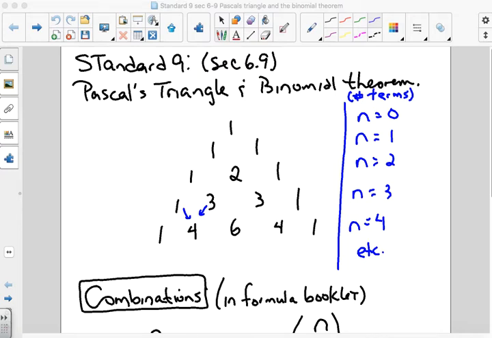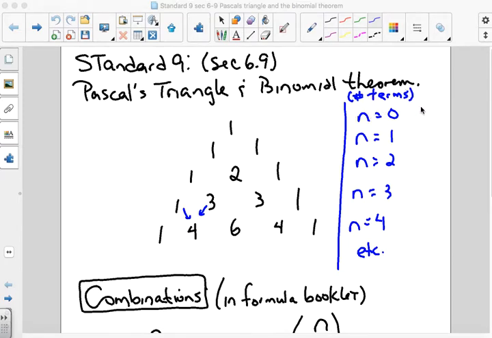Okay, so the last standard that we're going to be looking at is standard 9, Pascal's triangle and the binomial theorem. Just a quick reminder that in order to form the Pascal's triangle, we're always going to have ones on the outside. And to find the interior numbers of any row, you're just going to take two numbers, add them together to get the number in between them. So 1 plus 3 is 4. 1 plus 2 is 3. So if I wanted another row down here, 4 plus 6 would be 10.